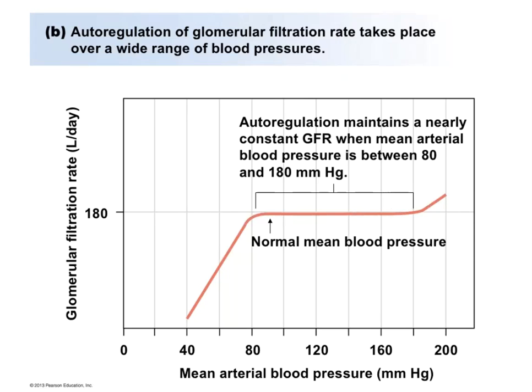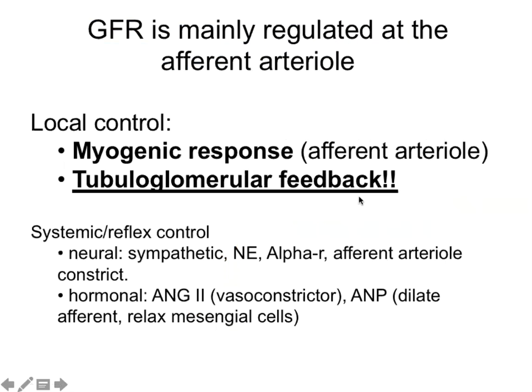So we know these results. Now let's ask how. Etiology: we keep asking how to make this happen, how to maintain the GFR. And we can put those mechanisms into two categories, local and systemic. So let's look at the local first. Local plays a bigger role.